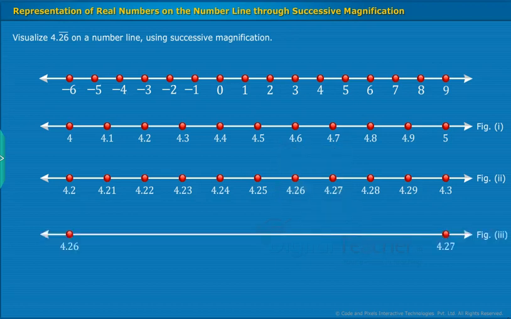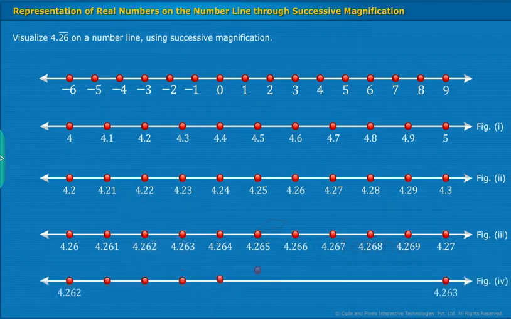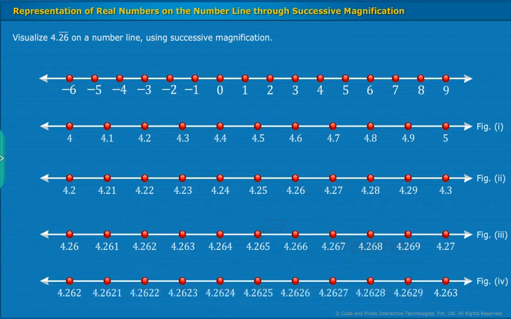So, let us now divide this portion into 10 equal parts and represent them as 4.26, 4.261, so on up to 4.27 as shown in figure 3. As before, now we can visualize through the magnifying glass that 4.2626 lies in between 4.262 and 4.263. We can proceed endlessly in this manner and simultaneously imagine the decrease in the length of the interval in which 4.26 bar is located.